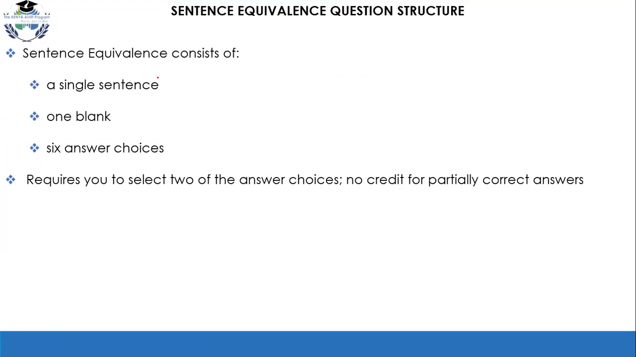So this is what you get in a sentence equivalence question. It will consist of a single sentence with one blank, which could be in the middle, and then six answer choices, A through F, and you always have to select two of those. There is no credit for a partially correct answer. So if you get one right and fail the second one, you fail the entire question.